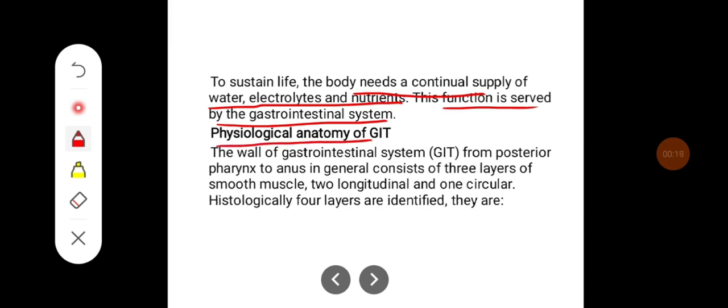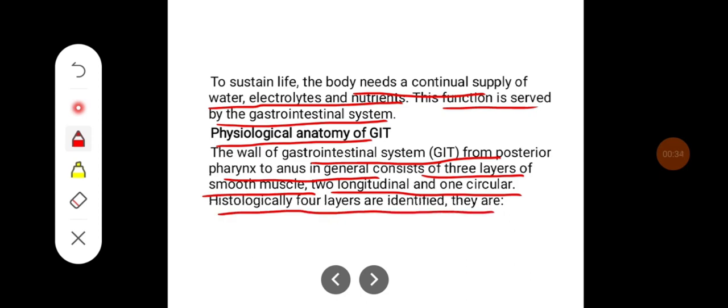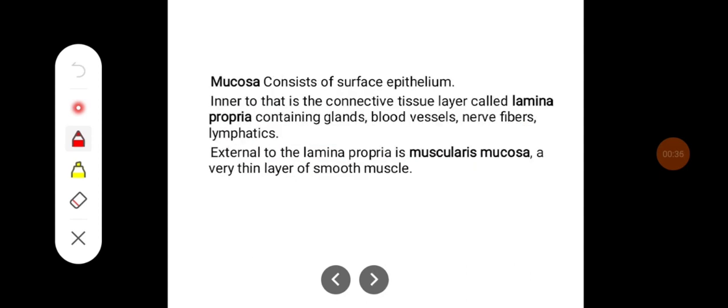You see, physiological anatomy of GIT: the wall of GIT from posterior pharynx to anus in general consists of three layers of smooth muscle, two longitudinal and one circular. And histologically, four layers are identified, and they are mucosa, which consists of surface epithelium.